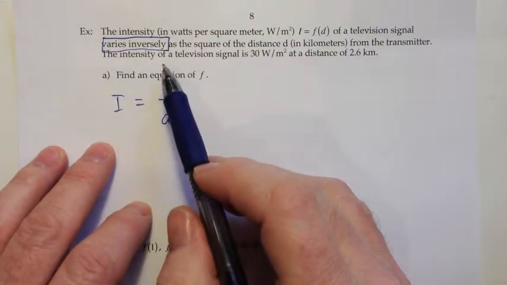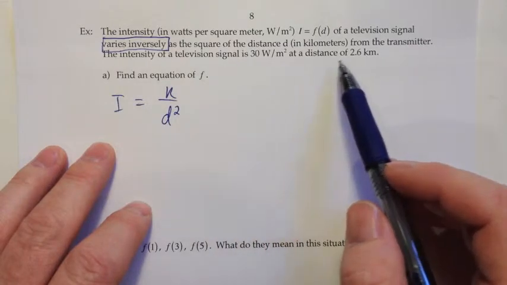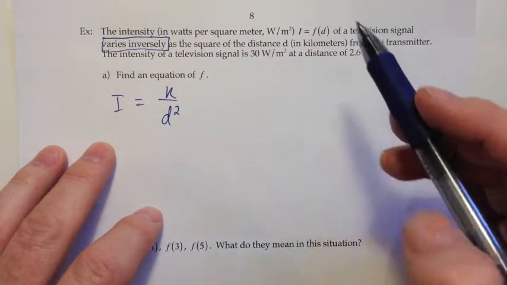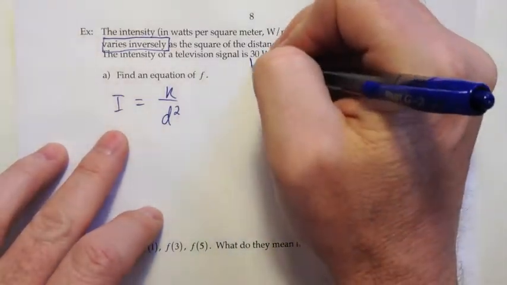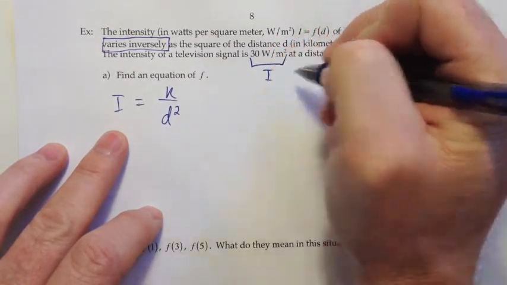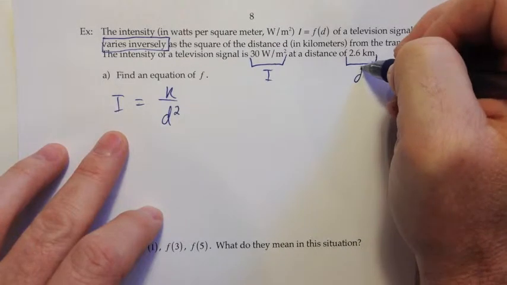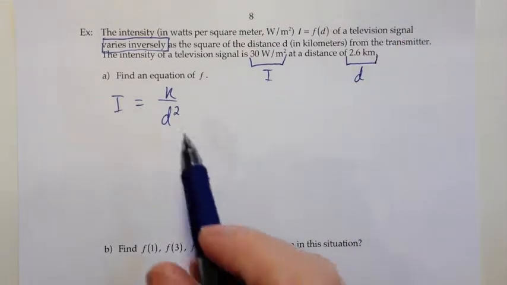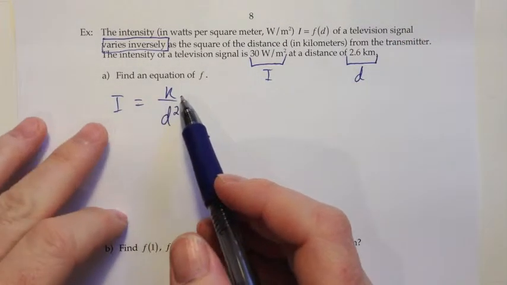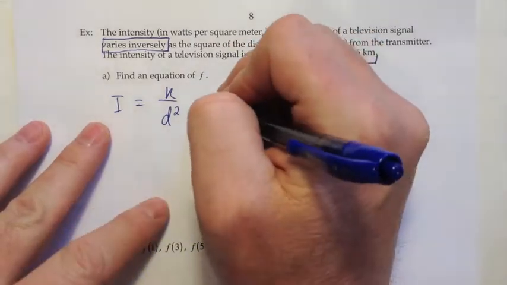And then it says the intensity is 30 when the distance is 2.6. So the intensity is I and the distance is 2.6, so that would be d. I can substitute those in and use them to solve for k. So the intensity is 30.